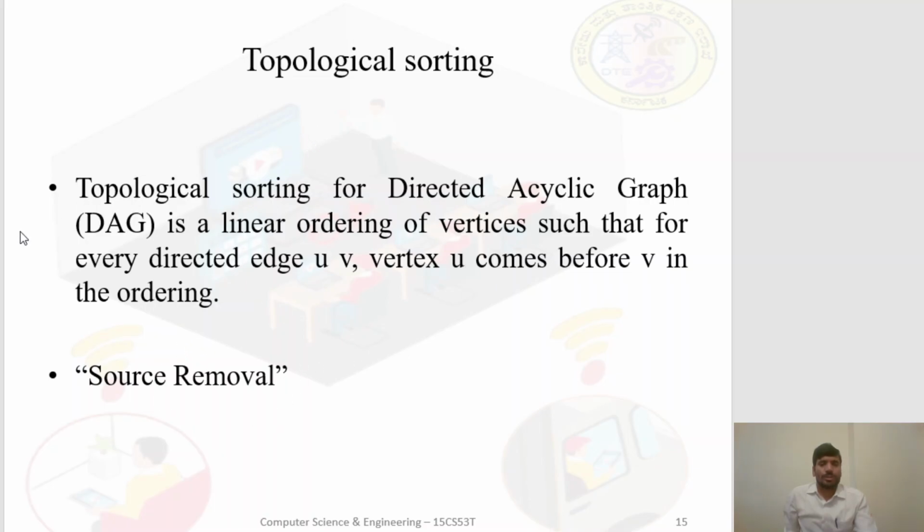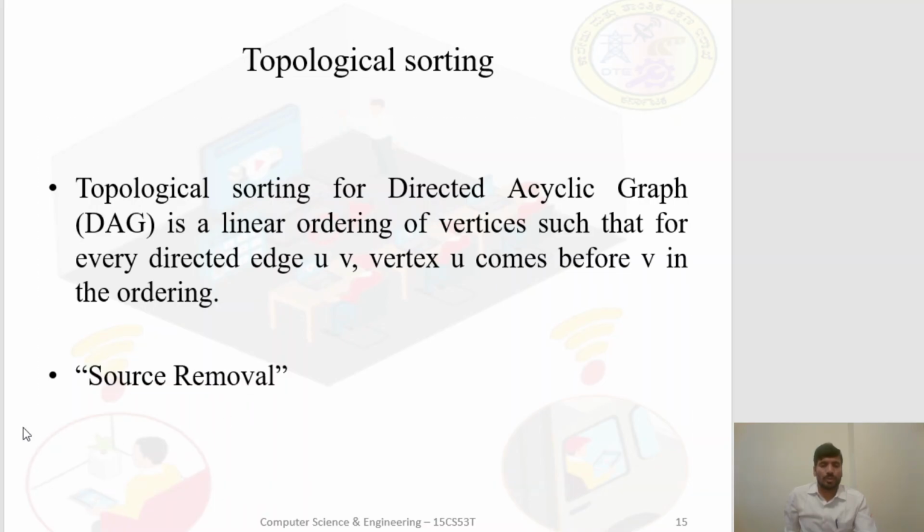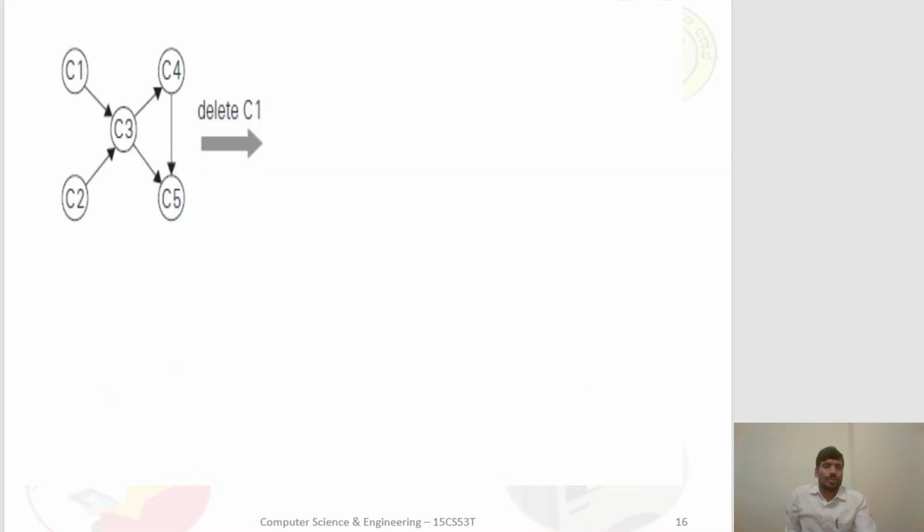So topological sorting is also called the source removal algorithm. So let us see this through an example. So here is an example directed acyclic graph which consists of 5 vertices C1, C2, C3, C4 and C5.